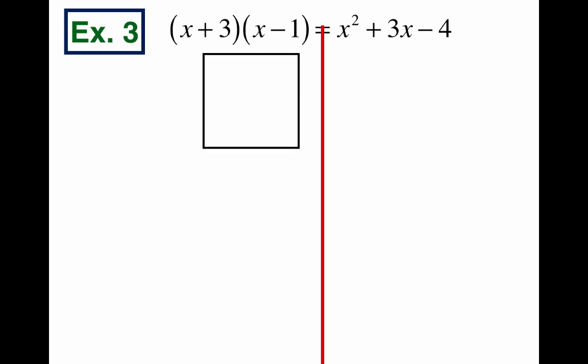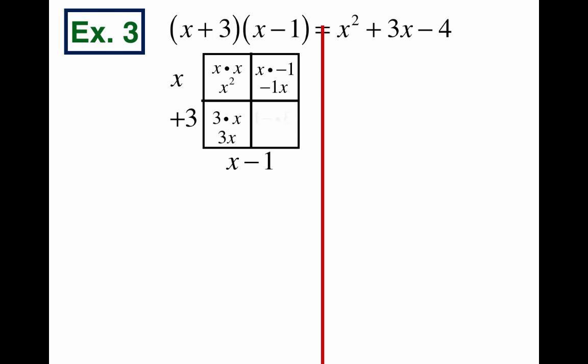So my mind goes right there, like we got to do the rectangle first. We got to do x plus 3 times x minus 1. So we're going to split that rectangle into 4 sections. Top corner is going to be x times x, which is x squared. Then we're going to do x times negative 1, which is negative 1x. Then we're going to do the 3 times x, which is 3x, and the 3 times negative 1, which is negative 3.